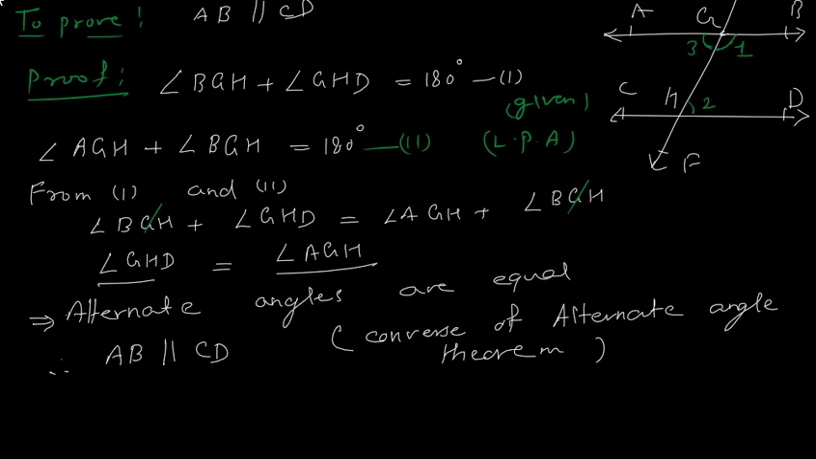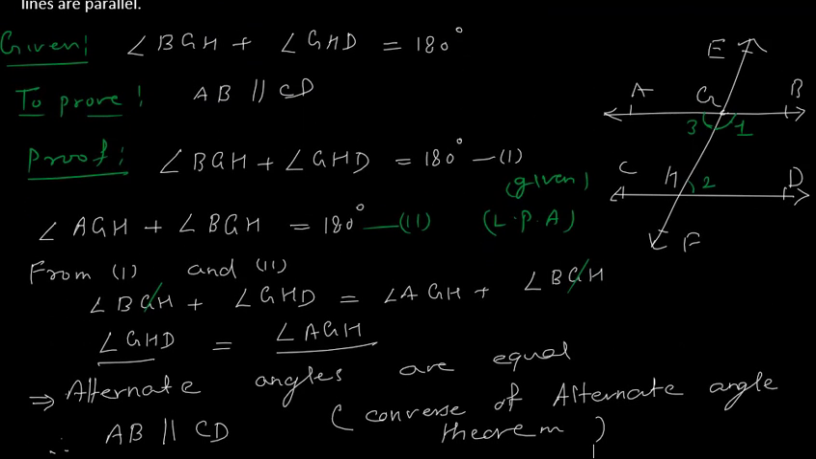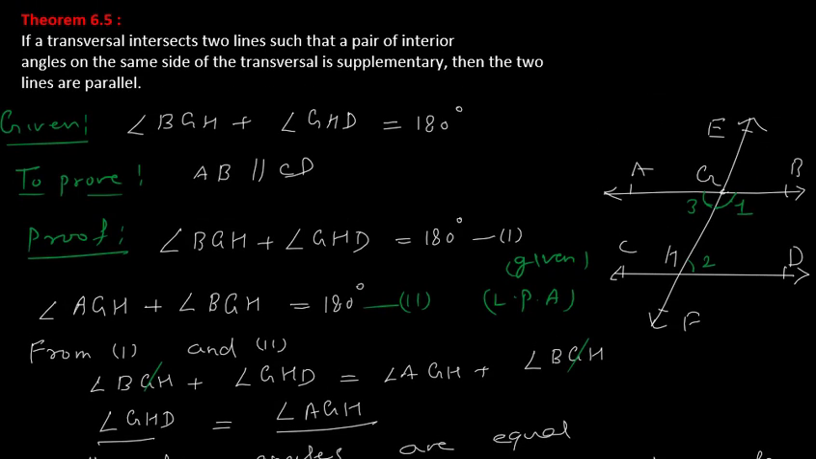So we have proved this theorem. This is theorem 6.5. Theorem 6.5 is that if interior angles are supplementary, then lines are parallel. Simple. If interior angles are supplementary, then lines are parallel. This is the converse of the interior angle theorem.